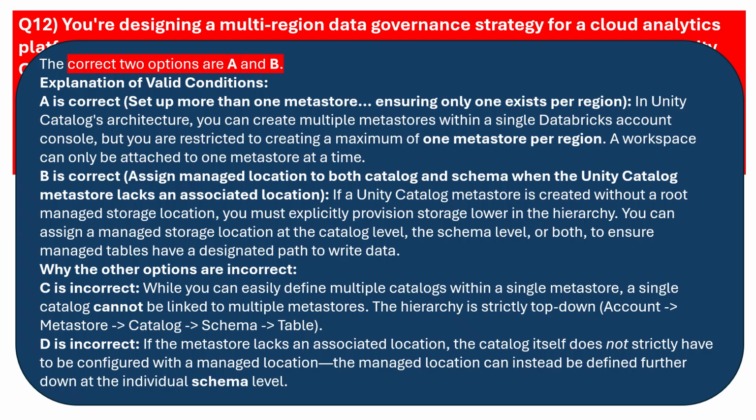Why the other options are incorrect. C is incorrect. While you can easily define multiple catalogs within a single metastore, a single catalog cannot be linked to multiple metastores. The hierarchy is strictly top-down: account, metastore, catalog, schema, table.